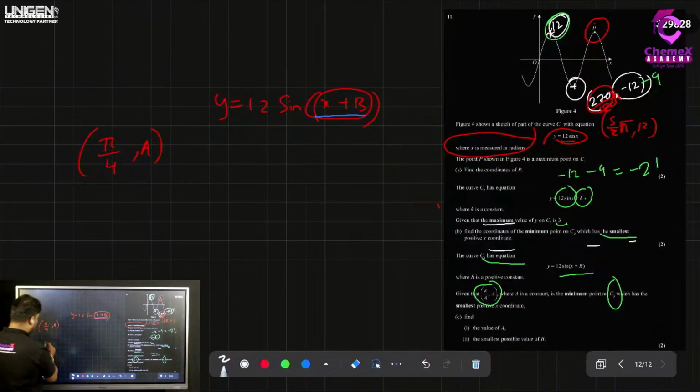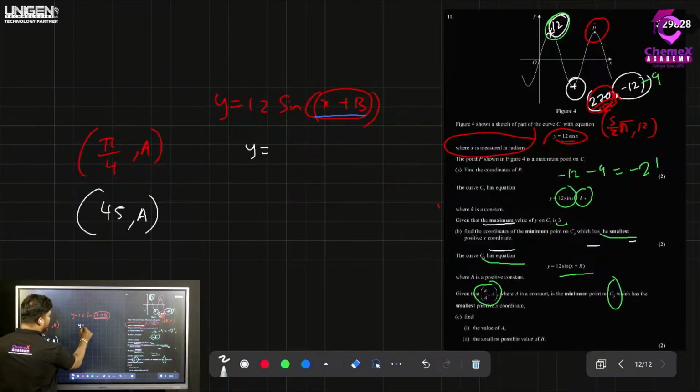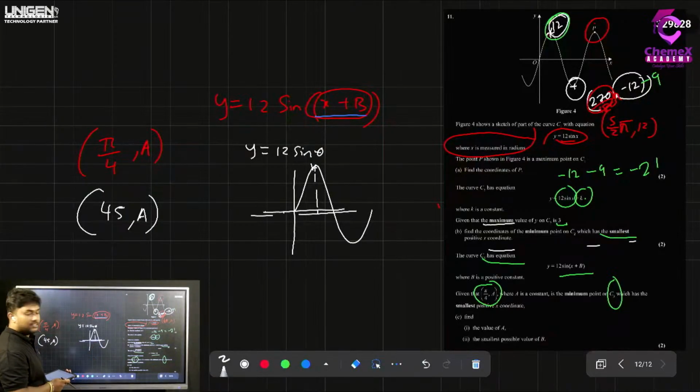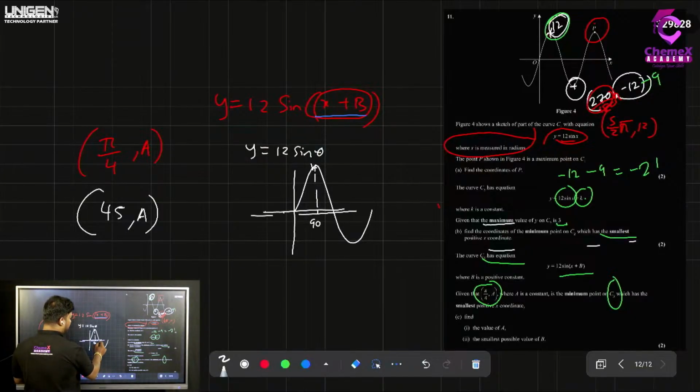If we take it in degrees, it comes as 45 comma something like a. So take 12 sin theta. When we found the graph earlier, where does it go through? It goes like this, and it actually went to a place which was minus 90, 180, so 270. So this was actually 90 comma 12, and this was 270 comma minus 12.